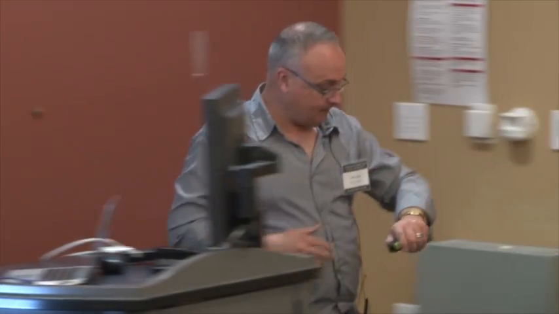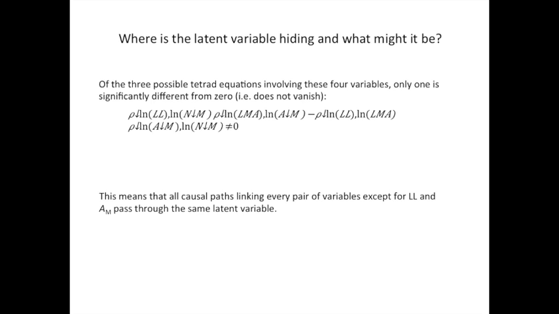So that means, if I just get over to here, all causal paths linking every pair of variables, except for this one that doesn't vanish, so that's the leaf lifespan and photosynthesis, pass through the same latent variable, or at least some set of latent variables, which are all going through the same choke point. That didn't help me too much, but at least it gave me an idea of what this might be.